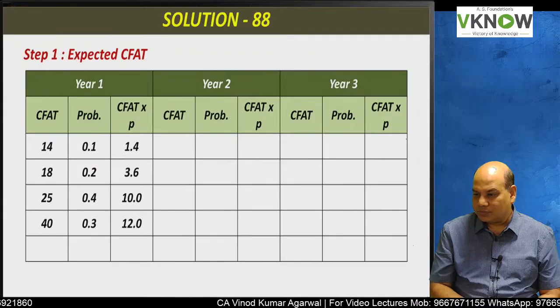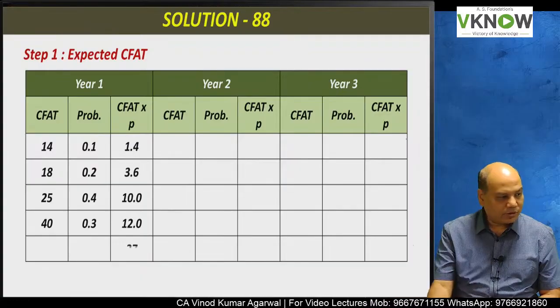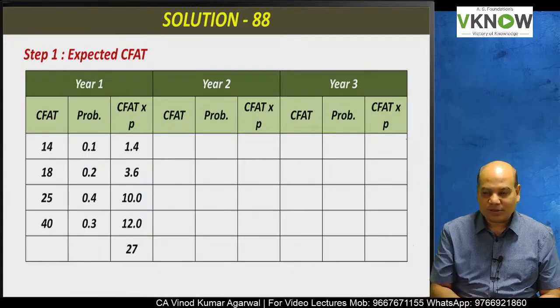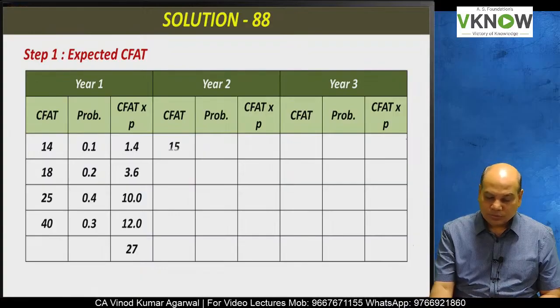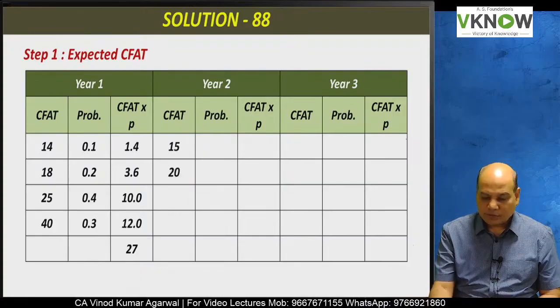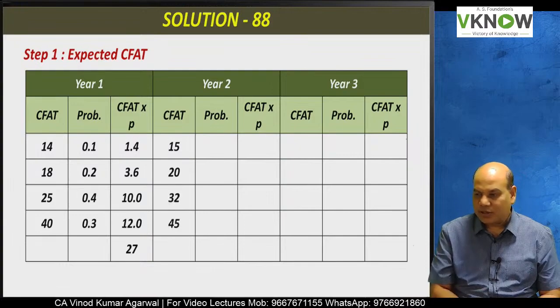Total of year 1. One student said 27. Very good. Amazing. Now you try year 2. Copy the CFAT from the question. It's printed in the question book.